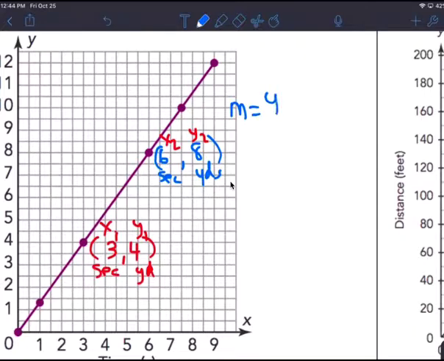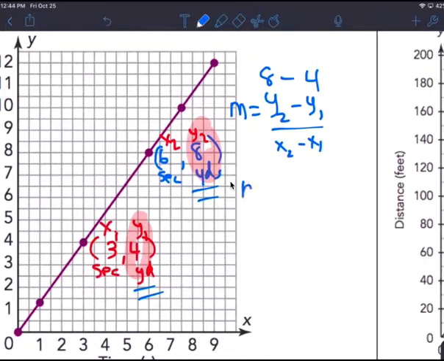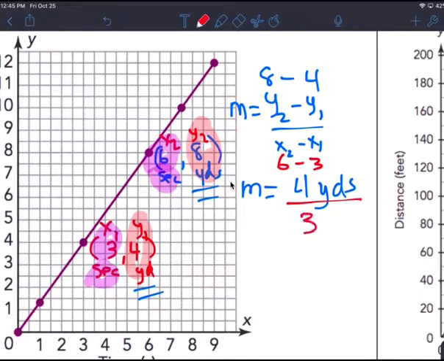M equals y sub 2 minus y sub 1 over x sub 2 minus x sub 1. Y sub 2 is 8. Y sub 1 is 2. And they're both the same unit, yards. 8 yards minus 4 yards equals 4 yards. And the other one is 6 seconds minus 3 seconds. Remember, same units, right? 8 seconds, 6 seconds, I mean, minus 3 seconds. 3 seconds.